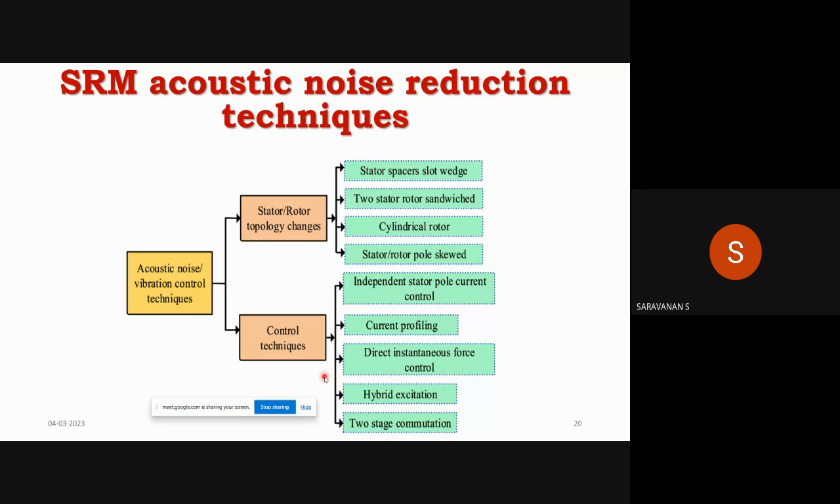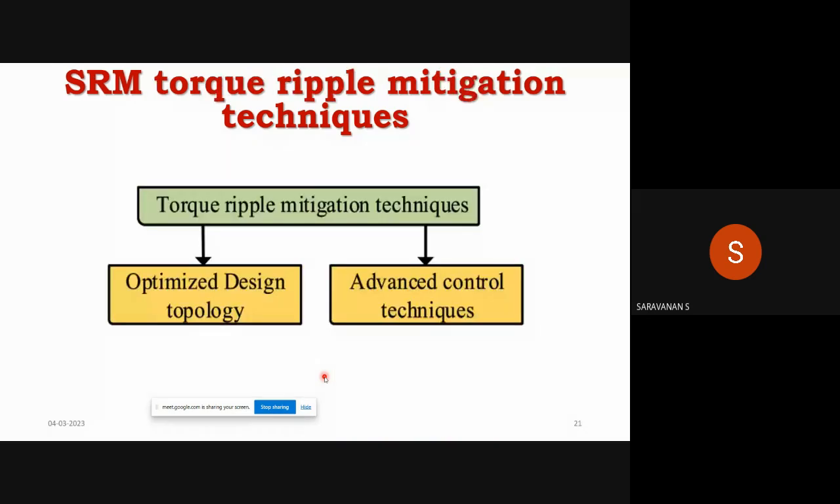Then torque ripple mitigation technique. So in SRM also, this is the major problem, torque ripple. The torque ripple can be reduced by using these two methods: by optimally designing the topology and advanced control techniques. So we have some other advanced control techniques in SRM machine. These are all the advanced control techniques. First one is torque control and another one is current control.